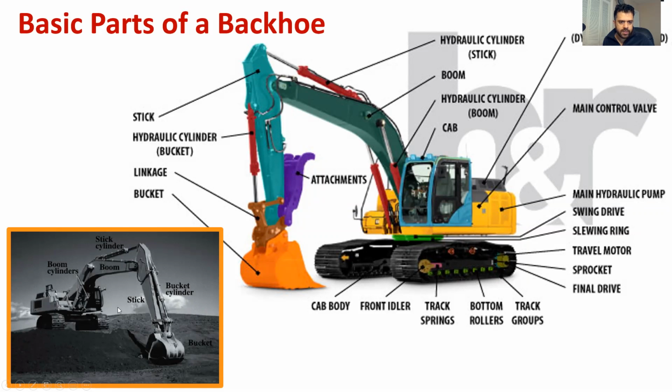As you can see, the bucket cylinder, the stick, the cylinders, the boom. So this is the stick, this is the boom, okay? So this is the stick, which is lighter green. The darker green is called the boom. And two cylinders control the boom. This cylinder controls the stick. This cylinder controls the bucket.